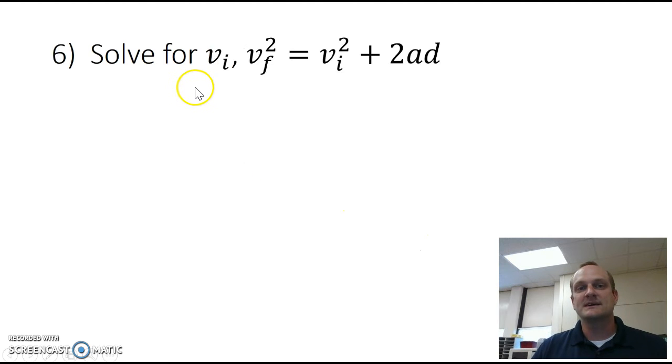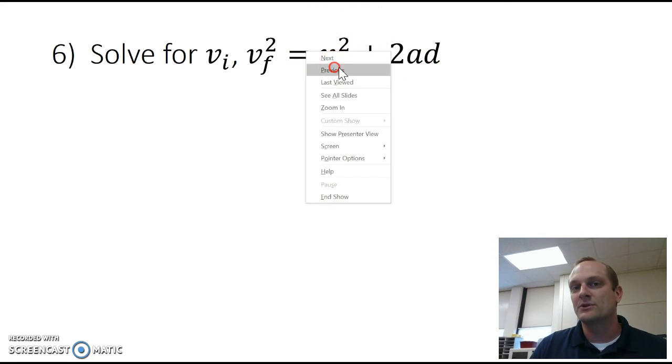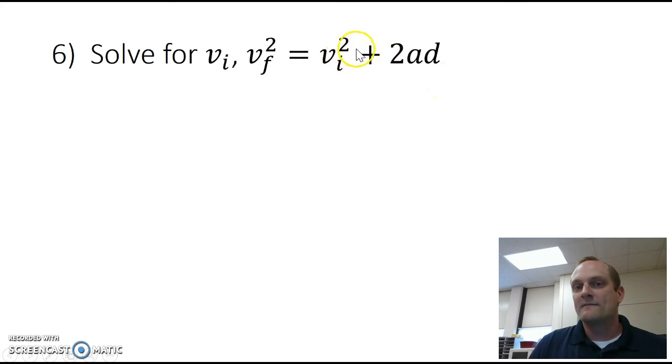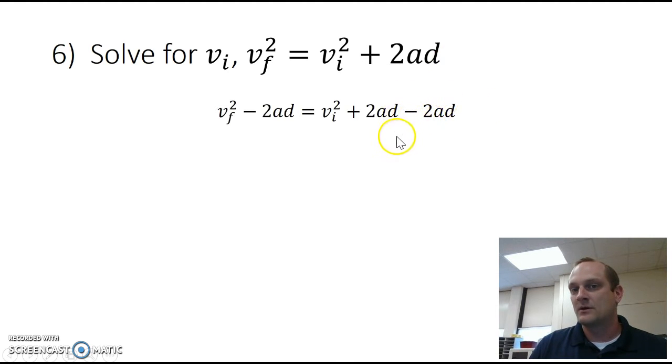Okay, here's problem number 6. Solve for vi if vf squared equals vi squared plus 2ad. So if I'm looking for vi, I need to get it by itself equal to something else. Well, vi squared is being added to 2ad. So my first step is going to be to subtract 2ad. Whatever I do to one side, I have to do to the other.